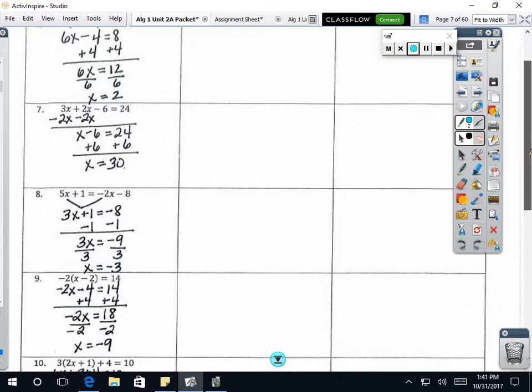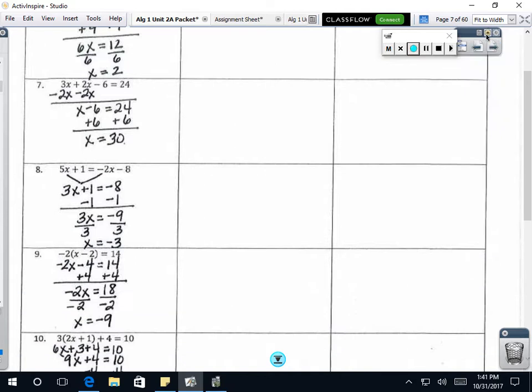Number 7. The original question is 3x plus 2x minus 6 equals 24. If you were working that problem, what would you do first? Okay, what are the like terms? And so that makes a 5x on this side. What did he do? Correct. He started trying to do inverse operations, but he did them on the same side.